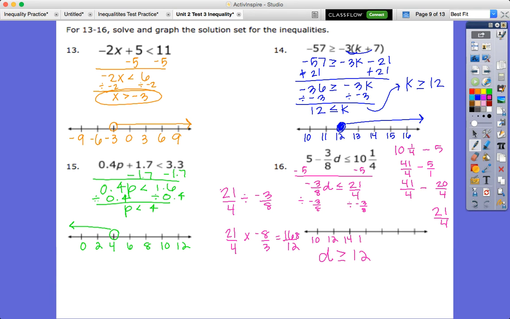So now do the number line. All right, so we're going to have a closed circle at 12. D is greater than or equal to 12, so it's going to move in the greater than direction.